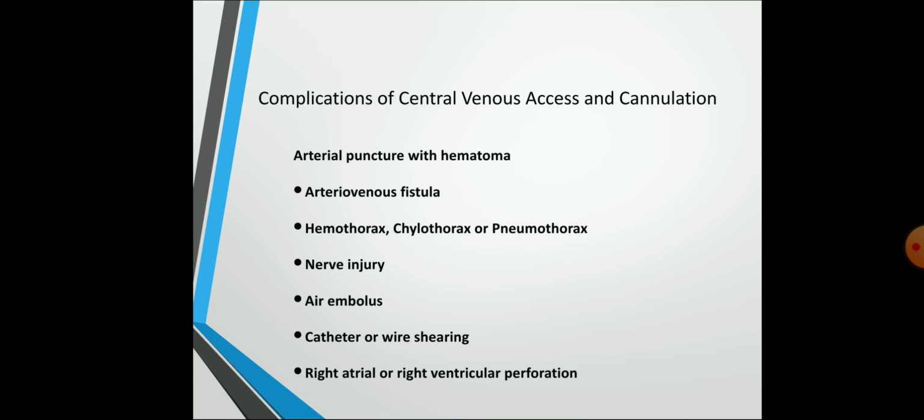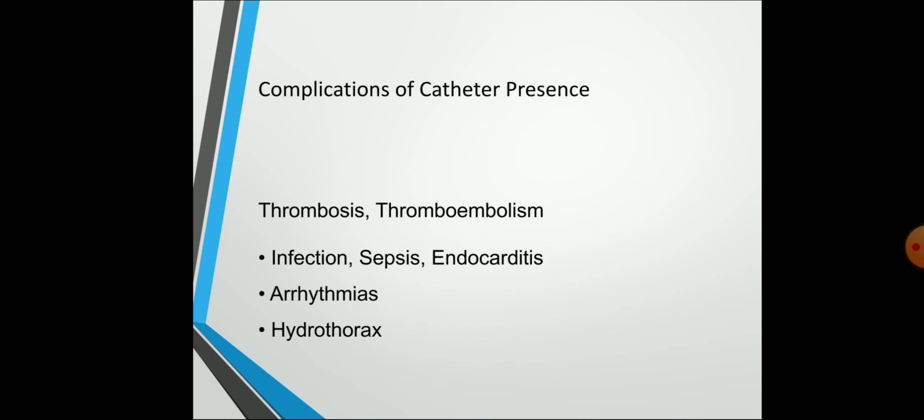So here what happens is that when you use the guide wire, when you are threading, there is a chance that it can tear the vein or the nearby artery. So that is catheter wire shearing. And because the guide wire goes into the right atrium, there is a very small chance that it can cause right atrial or right ventricular perforation. These are the complications while you are putting the central venous access catheter.